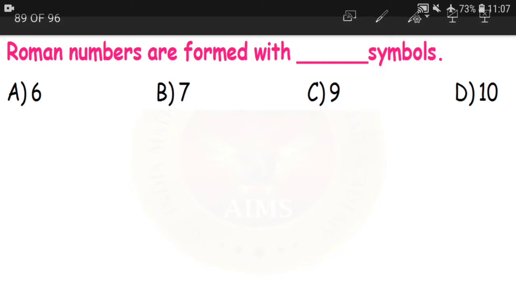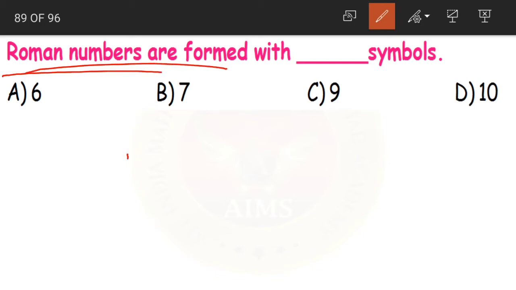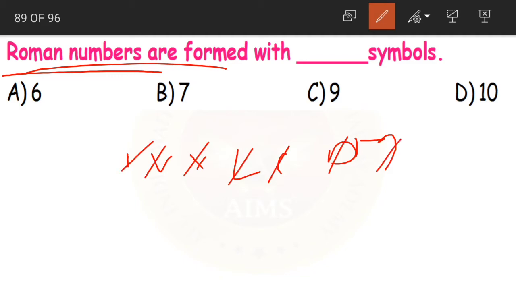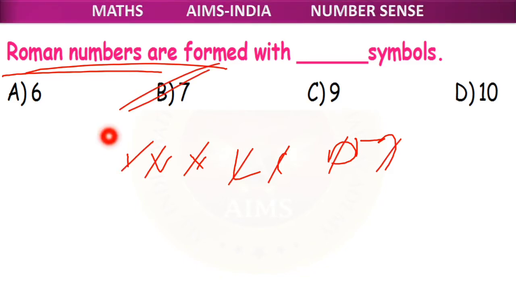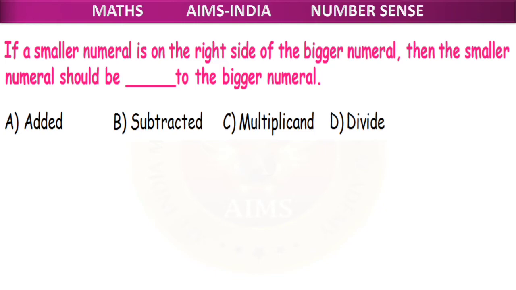Roman numerals are formed with dash symbols. Yes. Again, what did we learn? Just the same question is asked in a different way. See, I, V, X, L, C, D, M. How many symbols are used? 1, 2, 3, 4, 5, 6, 7. Option B, 7 becomes our correct answer. Roman numerals are formed with 7 symbols.